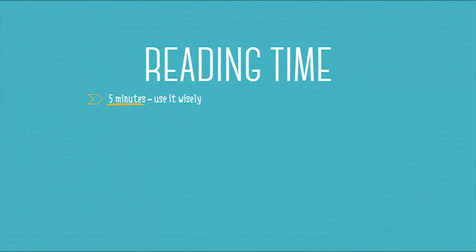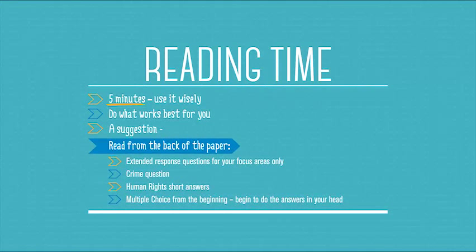The first thing that you'll be required to do once you get into the examination is that you will have 5 minutes reading time. And you need to make sure that you use this time wisely and work out what is best for you. So from your trial examinations, from just sitting sample papers, work out what would be the best way that you could actually spend this particular time. One of the suggestions that I make is that you actually read from the back of the paper.